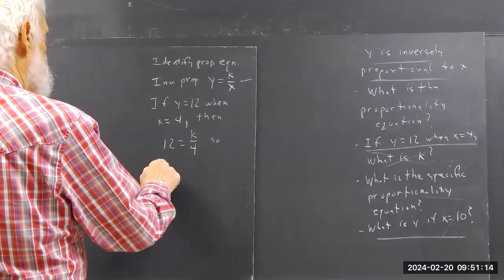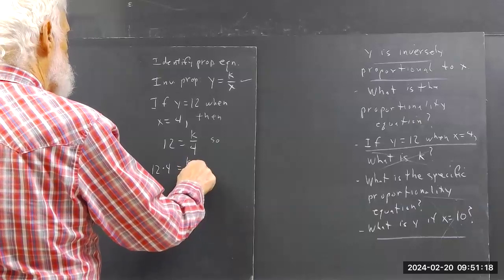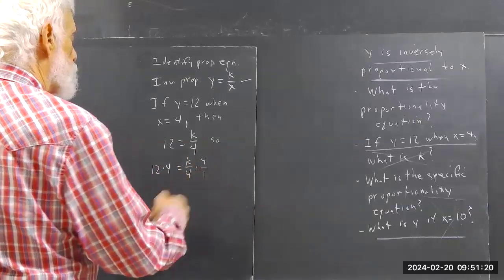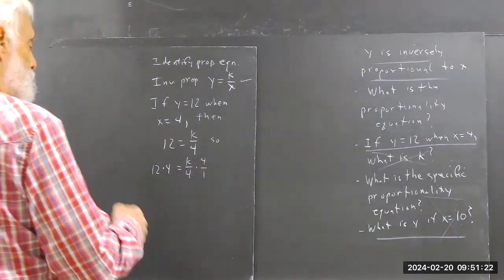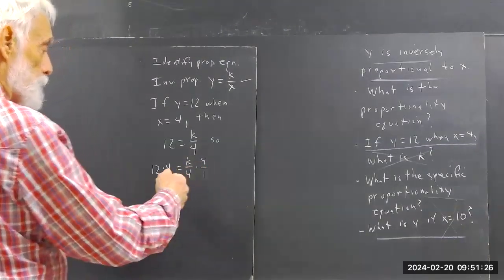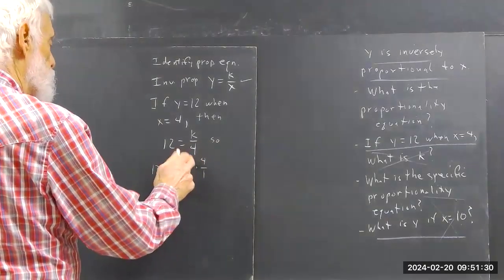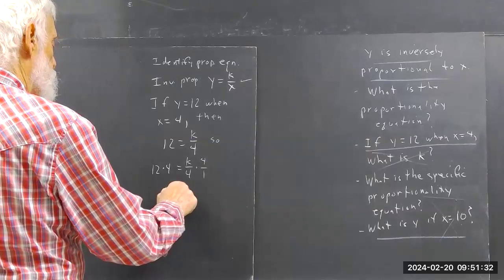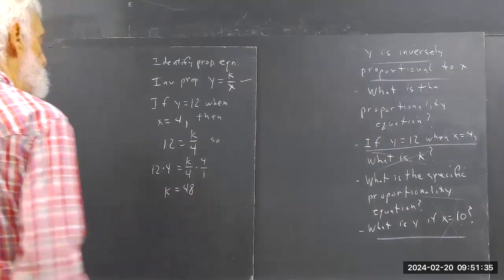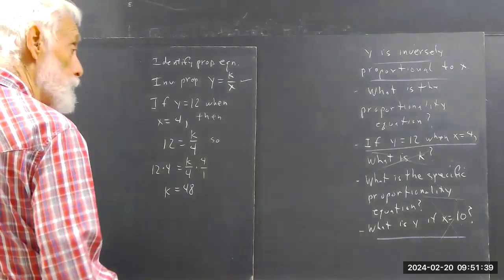So 12 times 4 equals k over 4 times 4. All right, 4 over 1. But it's obvious then that we could reverse the 1 and the 4 without changing the value of the fraction. We'd end up with 4 over 4, and that'd be 1. So we'd end up with k. So k equals 48. Well, now k equals 48.